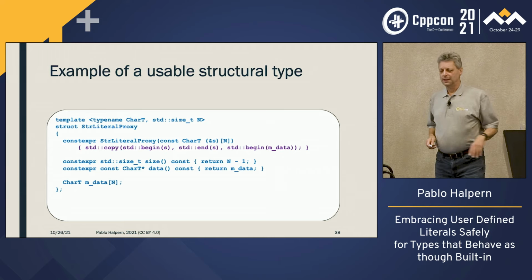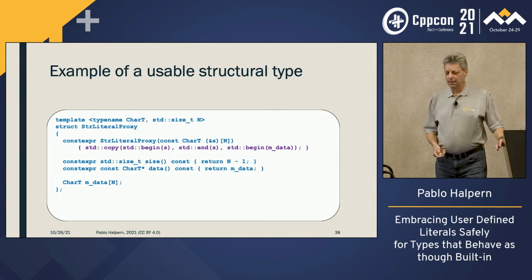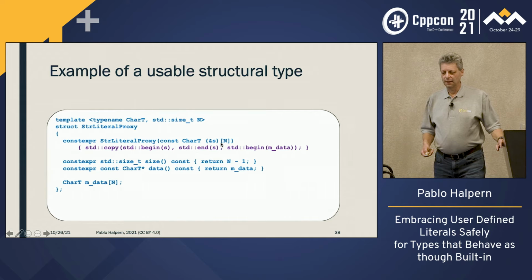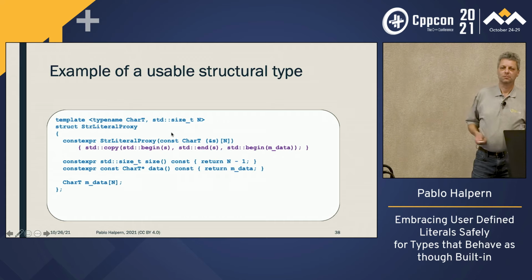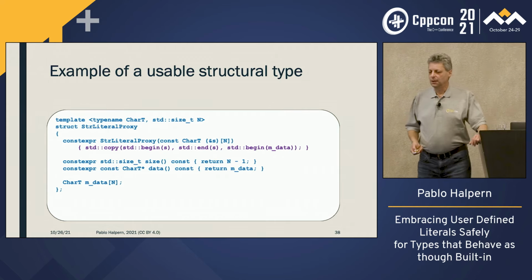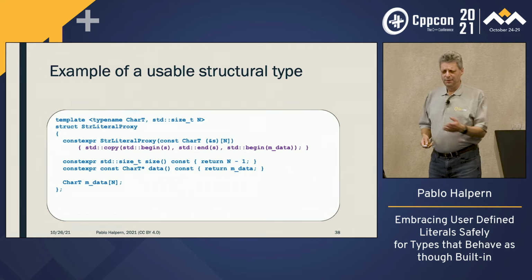Our string literal proxy has a data member, which is an array of characters. Its constructor is constexpr, as it has to be in order to be usable in this context. What the constructor does is take an array of characters of some character type and copy it into our data member. These two accessors are simply for clean code, right? So how would you use this?